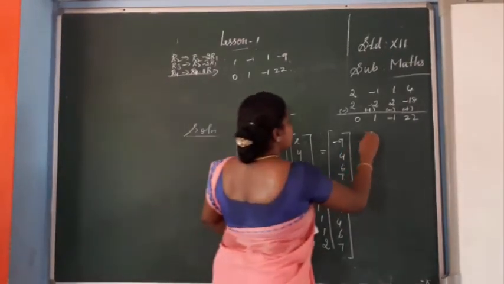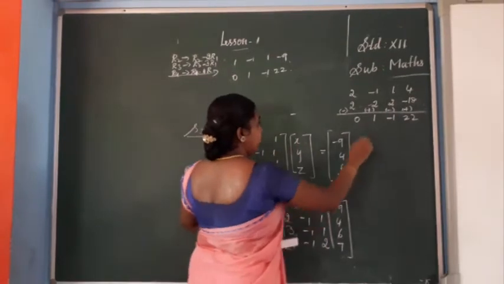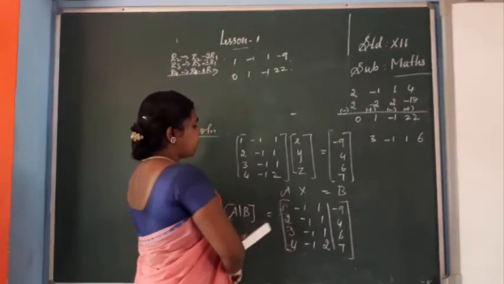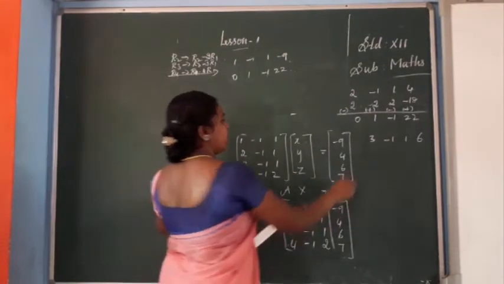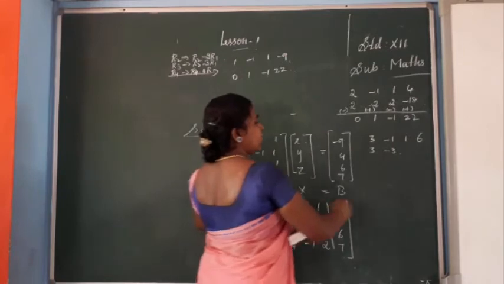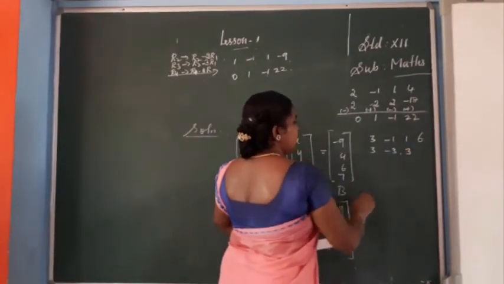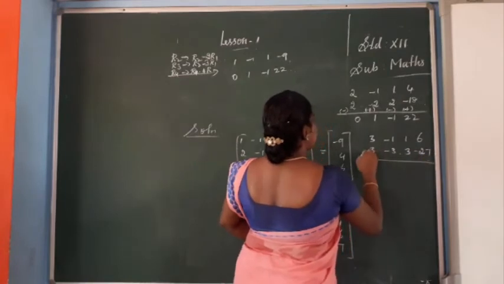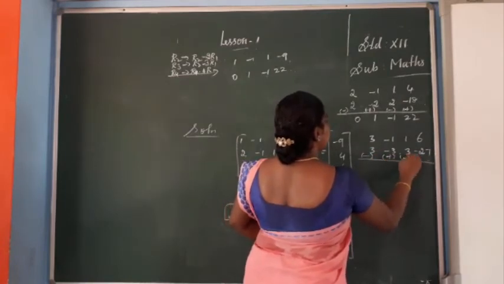Next, R3 gives R3 minus 3R1. R3 is 3 minus 1 1 6. The same R1 we are taking and multiplying with 3. So 3 into 1 is 3, 3 into minus 1 is minus 3, again 3 into 1 is 3, 3 nines are 27, so minus 27. Minus plus, minus plus.